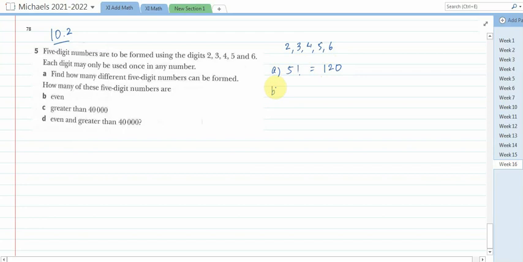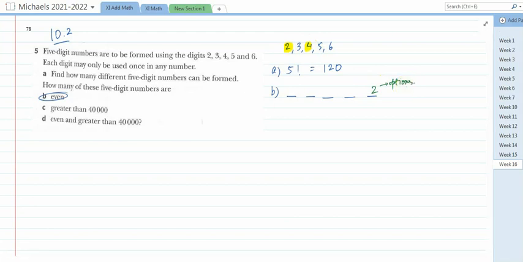For the second part, it says, how many of these 5-digit numbers are even? We have discussed the case of even in our last session. For an even number, the possibilities are either I have 2 at the last, or 4 at the last. So for the last digit we have 2 options, either it's 2 or 4. It's not the numeric number 2, it's 2 options we have.